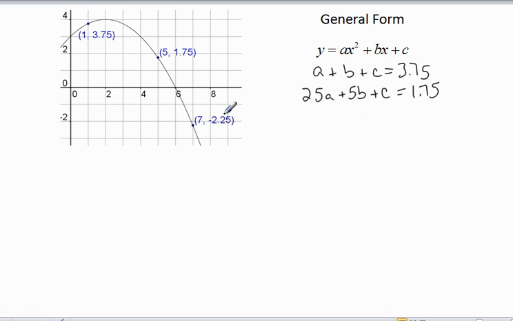And I'm going to do it with 7, negative 2.25. When I put the 7 in for x, I'll get a 49. I'll get a 7b right there. So now I've got 49a plus 7b plus c is equal to negative 2.25.